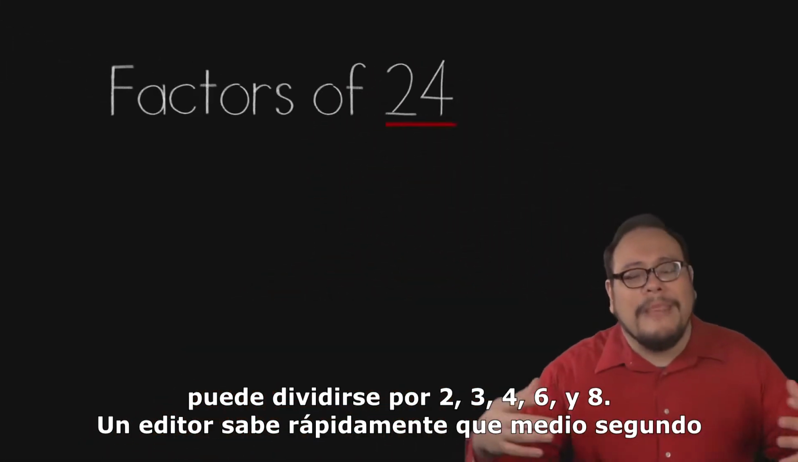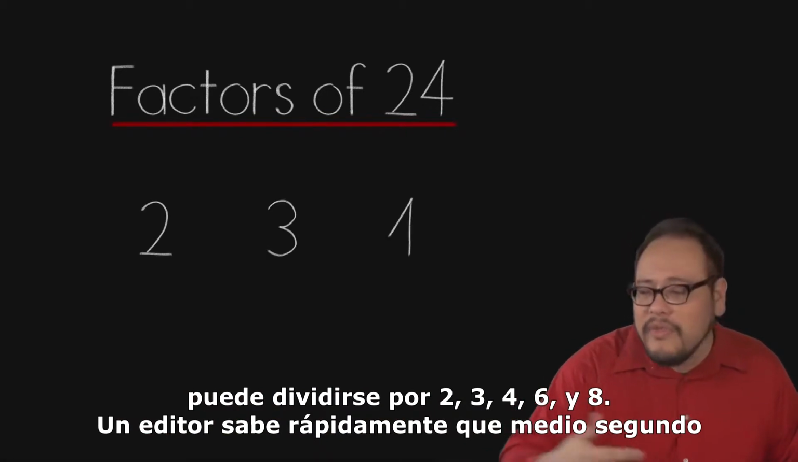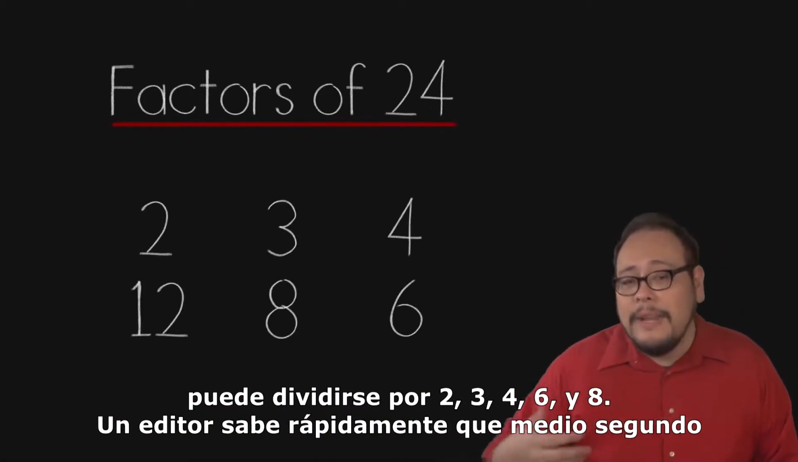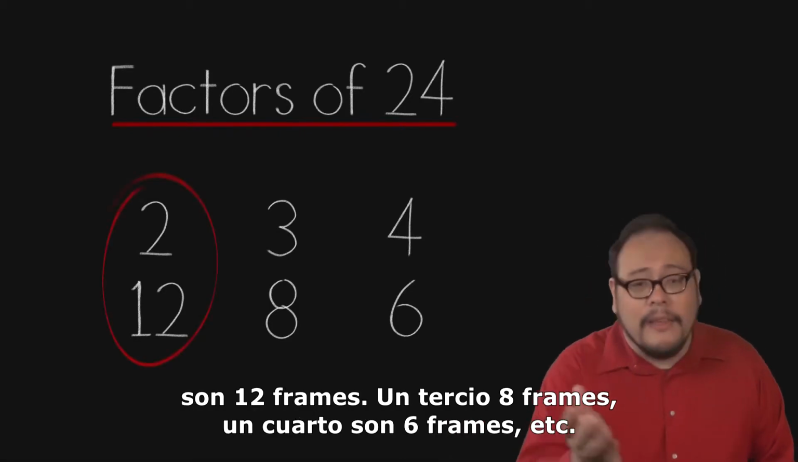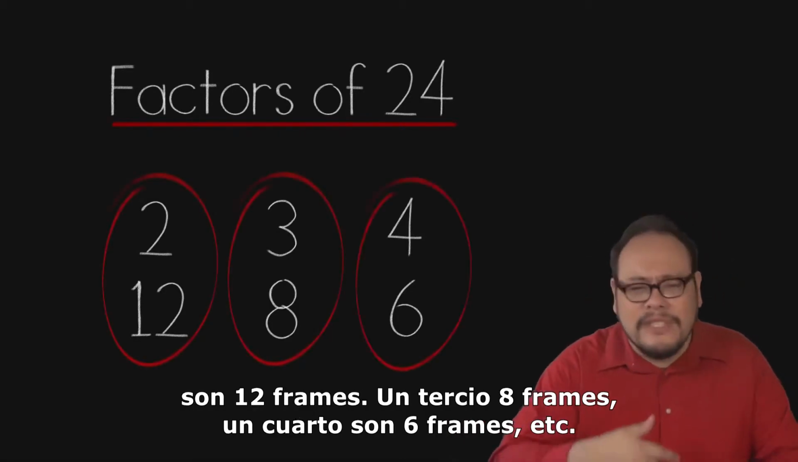24 is a number that can be easily divided by 2, 3, 4, 6, and 8. So an editor can know right off the bat that half a second is 12 frames, a third is 8 frames, a quarter is 6 frames, and so on.